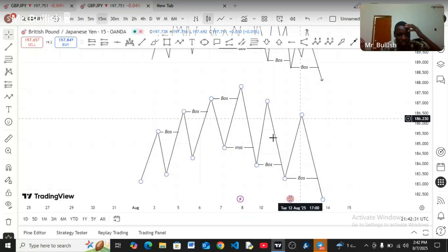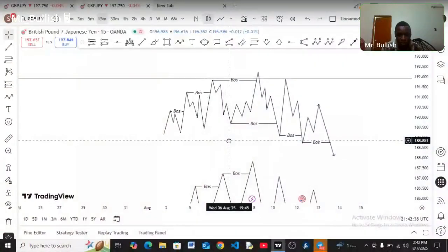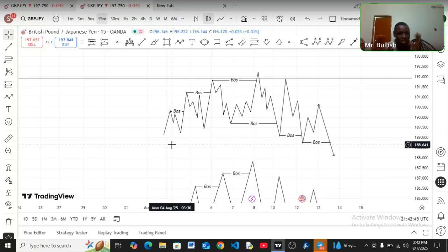You understand? Let me just put it like that. So you want to create this kind of structure we have downward here out of this one. To do that, you just mark the recent high and low. Let me give an illustration.